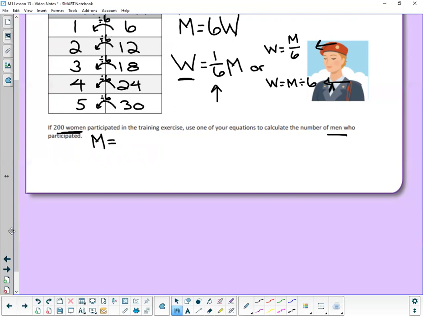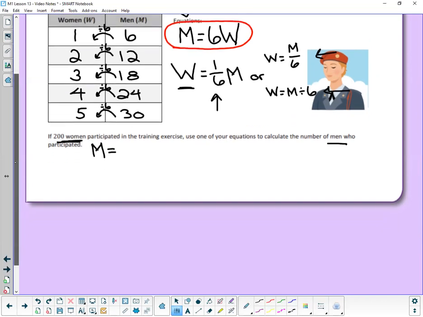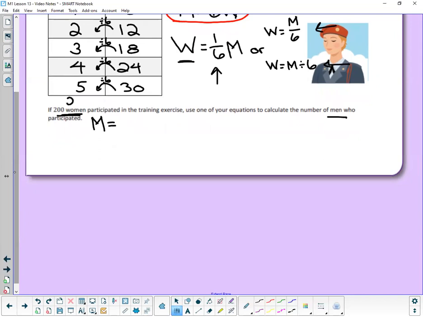So let's go up here. Look, this is the equation. I'm going to do it in red just so that we can stay on the same page. This is the equation right here that helps us decide how many men. And what it tells us to do is to take the number of women and multiply it by 6. See, it says 200 women. It's almost like putting the 200 in my ratio table right here. And I've got all of these divisions. So let's do this.